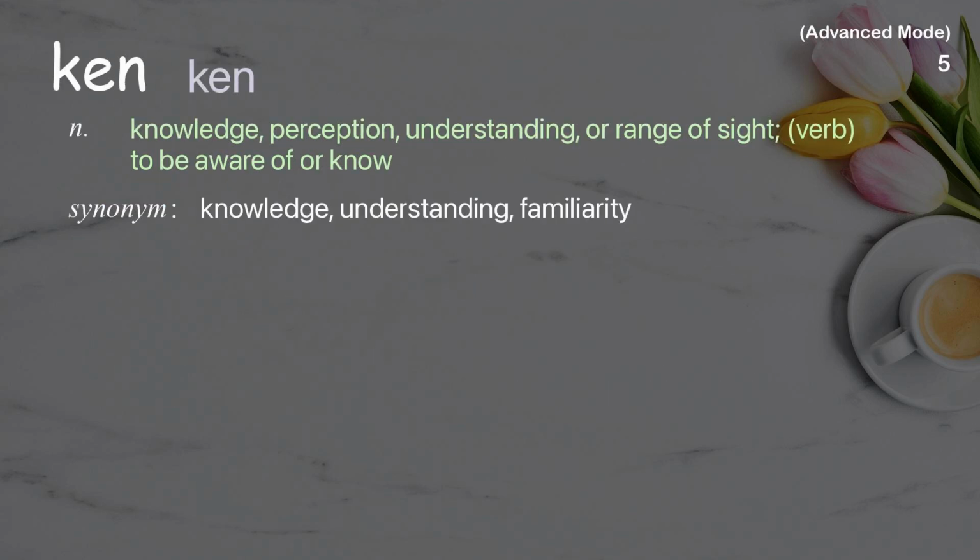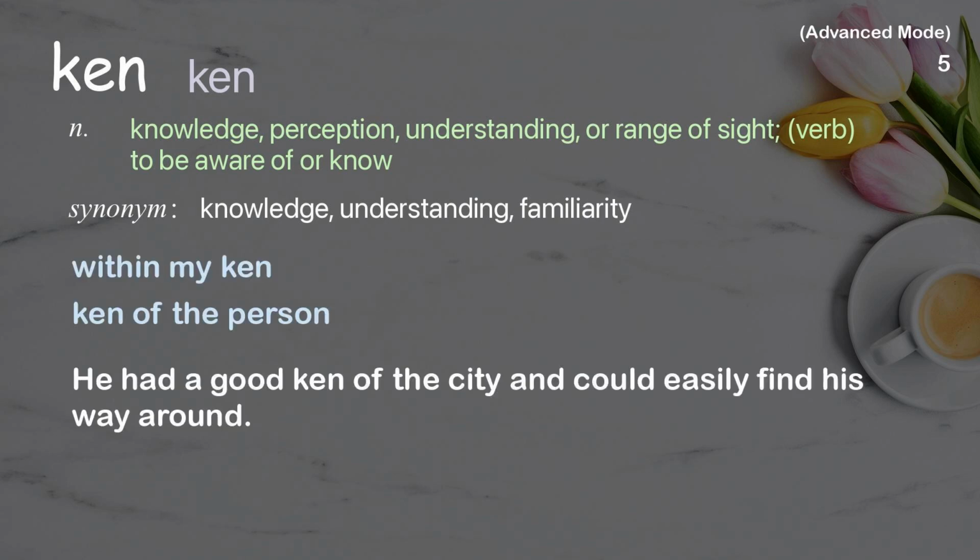Ken. Knowledge, perception, understanding, or range of sight. Verb: to be aware of or know. Examples: Within my ken. Ken of the person. He had a good ken of the city and could easily find his way around.